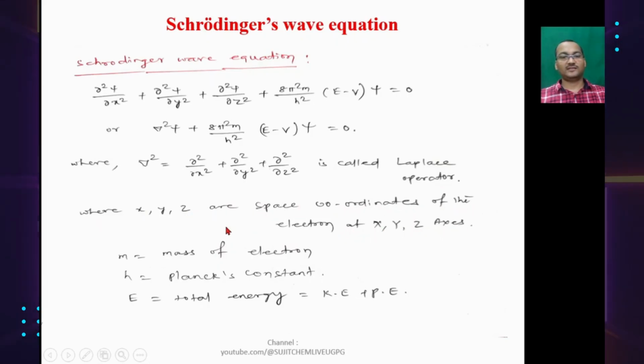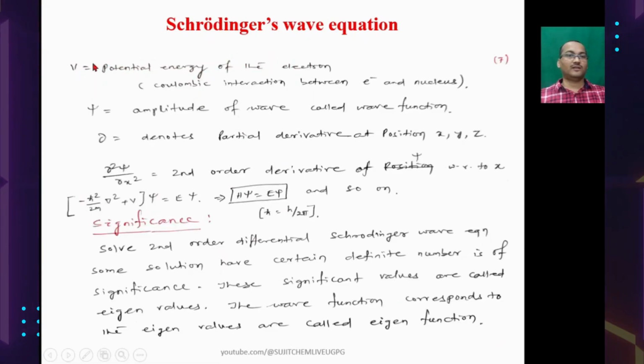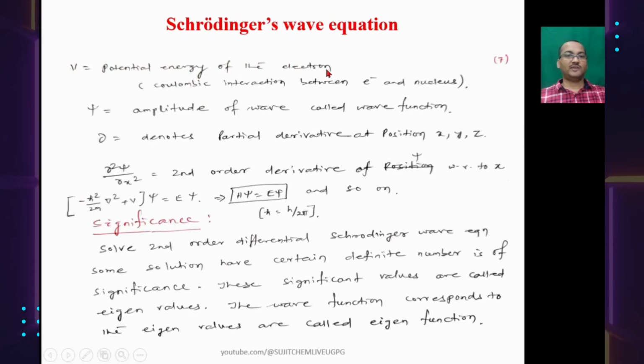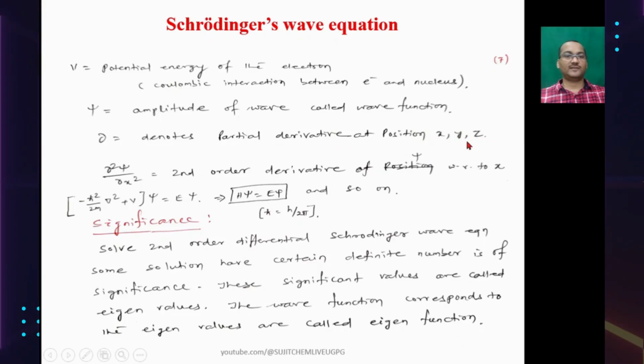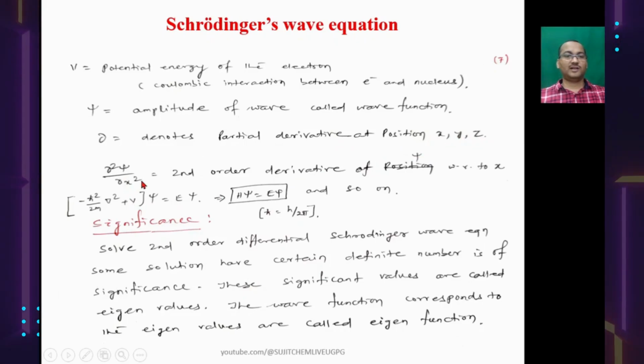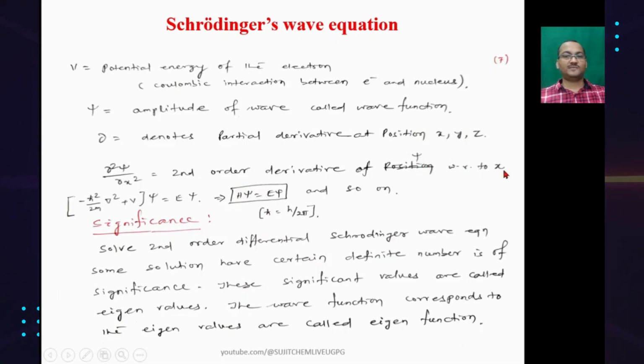on the x, y and z axes, where m is mass of electron, h equal to Planck's constant, E equal to total energy, that is KE plus PE, kinetic energy plus potential energy. Here V is the potential energy of the electron, that is the Coulombic interaction between electron and nucleus. And psi is the amplitude of the wave called wave function. Del denotes partial derivative at position x, y and z. Del square psi upon del x square is the second order derivative of psi with respect to x.